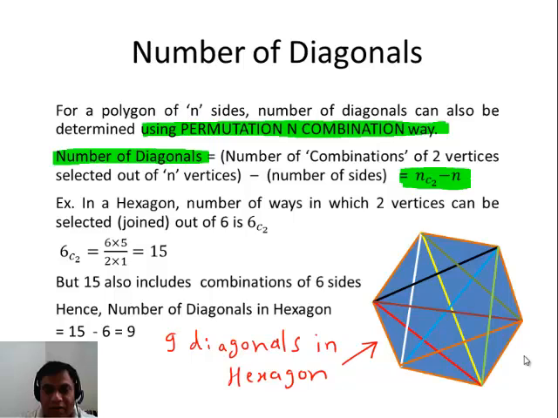For example, in the given hexagon, there are 6 vertices. The 2 vertices out of 6 vertices can be selected in nC2 ways, that is 6 into 5 divided by 2 into 1, and the answer is 15. From this 15, we will subtract the number of sides, that is 6. So, 9 is the number of diagonals in the hexagon. Note that nC2 is nothing but n into (n minus 1) divided by 2. So, in this way we can determine the answer for nC2.